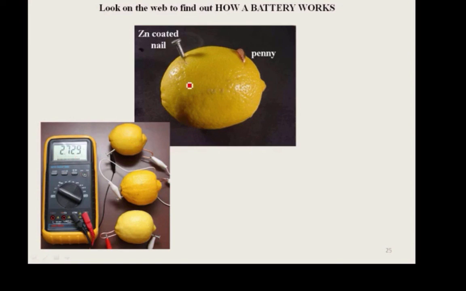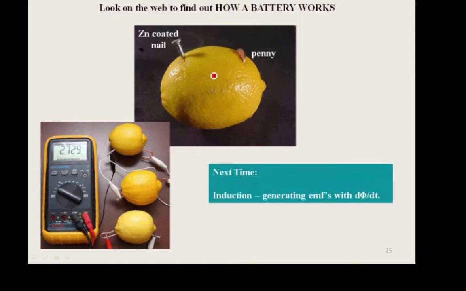What I'd like you to do is look at the chemistry of real batteries and realize that what that chemistry is doing is separating the charge between the electrodes so that you can use it in circuits. So next time I'd like to begin our discussion of induction, which is basically generating EMFs with changing magnetic fluxes with time.